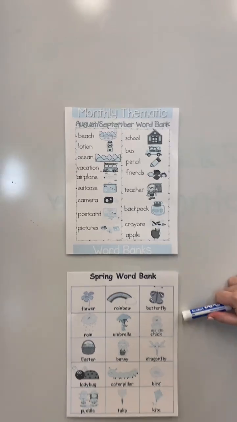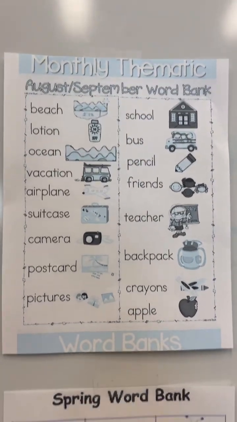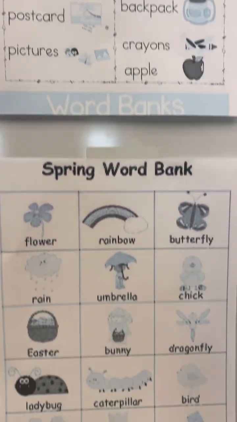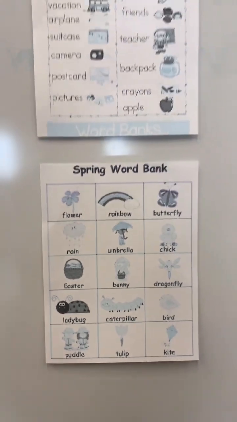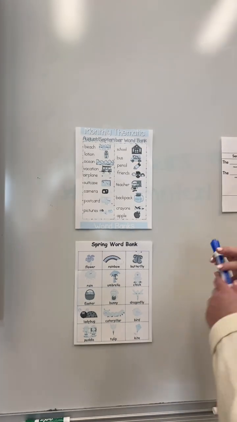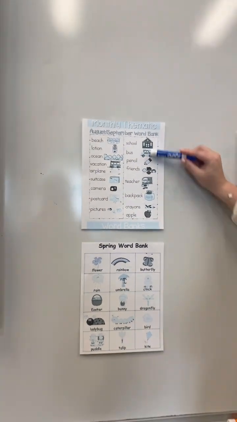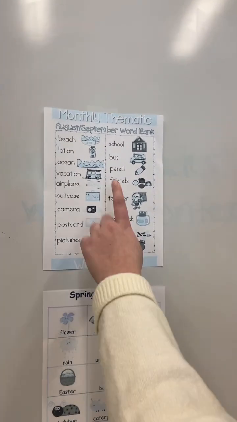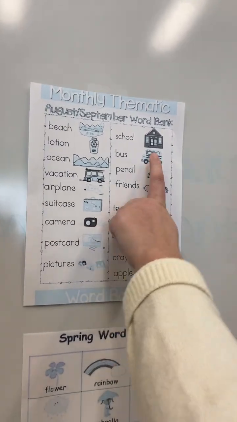These are two examples of word banks. Some teachers do them differently, with different themes based off of the module or lesson. Like this would be summer, spring, or they could just have everyday use words, like backpack, teacher, friends, pencil, bus, school.